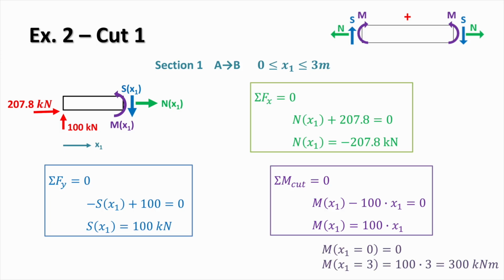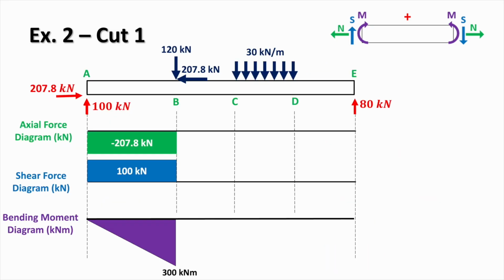Applying the two boundary conditions, when x1 equals 0, we get 0 as expected, and when x1 equals 3, we get 300 kilonewton meters. We can now represent the results from the first section on the internal force diagram. Starting with the axial force, we have a constant value of minus 207.8 kilonewtons, and this indicates compression, and it arises from the horizontal component of the inclined load. For the shear force, the value is 100 kilonewtons, so the shear force diagram is constant between A and B. And for the bending moment, we have a linear variation from 0 at A to 300 kilonewton meters at B.